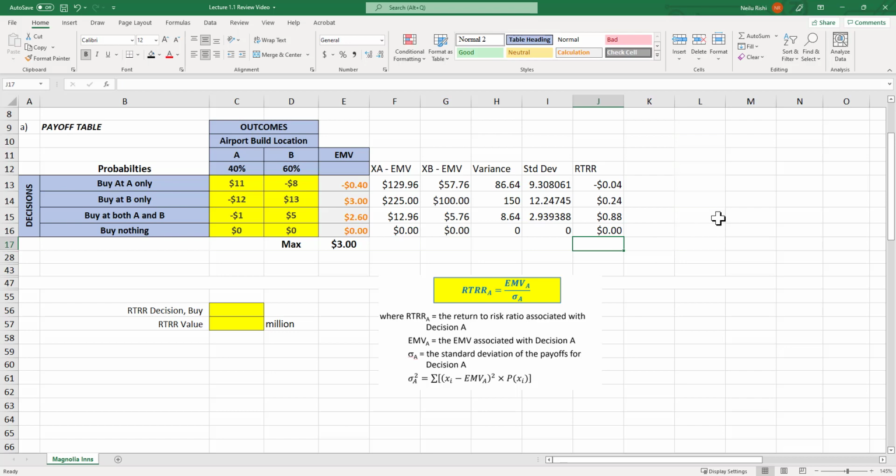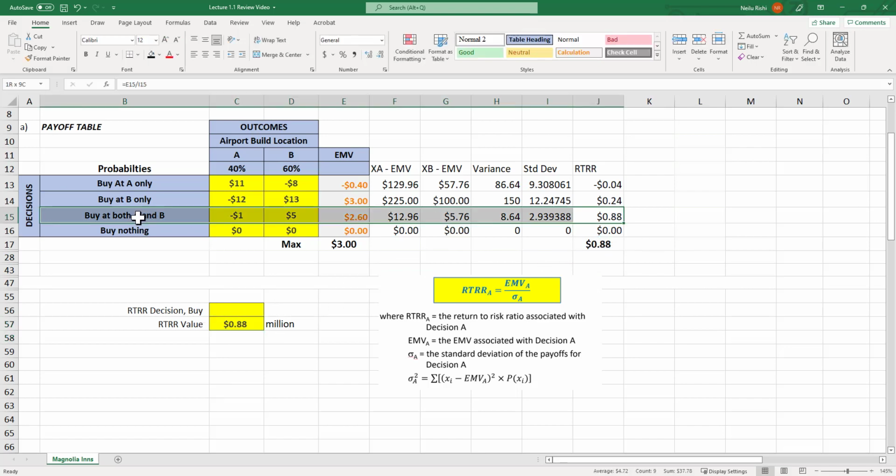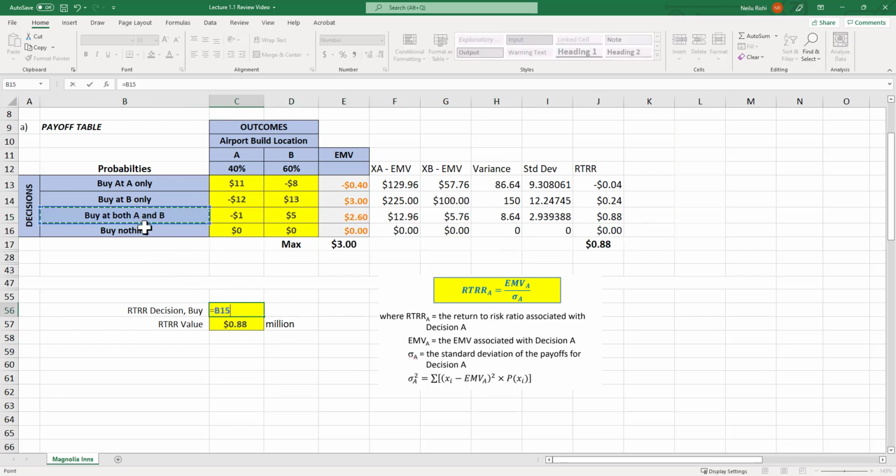Now, what we are going to do from here is choose the highest RTRR, because that is our optimal decision. It is the lowest risk. So I'm going to take the maximum of these RTRRs, which is 0.88 million. So that's going to be my optimal RTRR value. And that is associated with what decision will I go up? And you can see that it's related to buying at both A and B, which is our lowest risk logically as well.